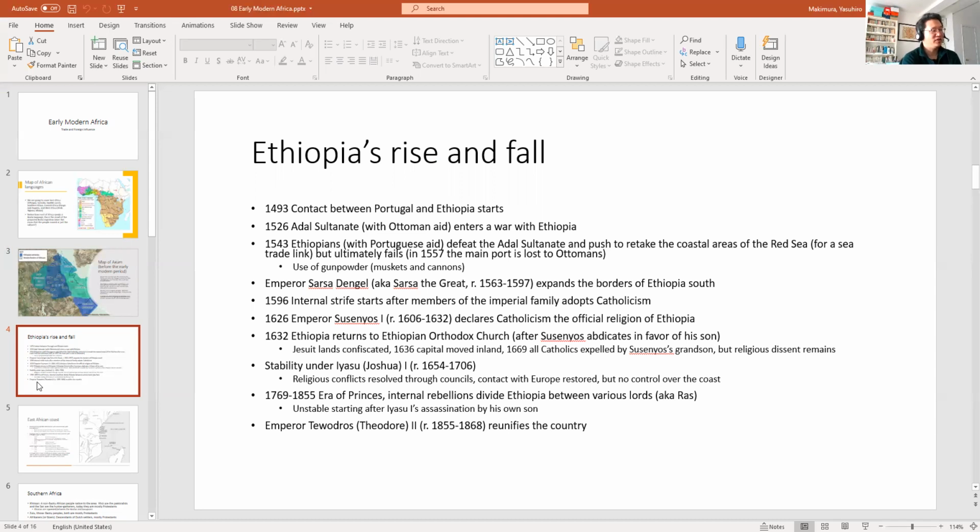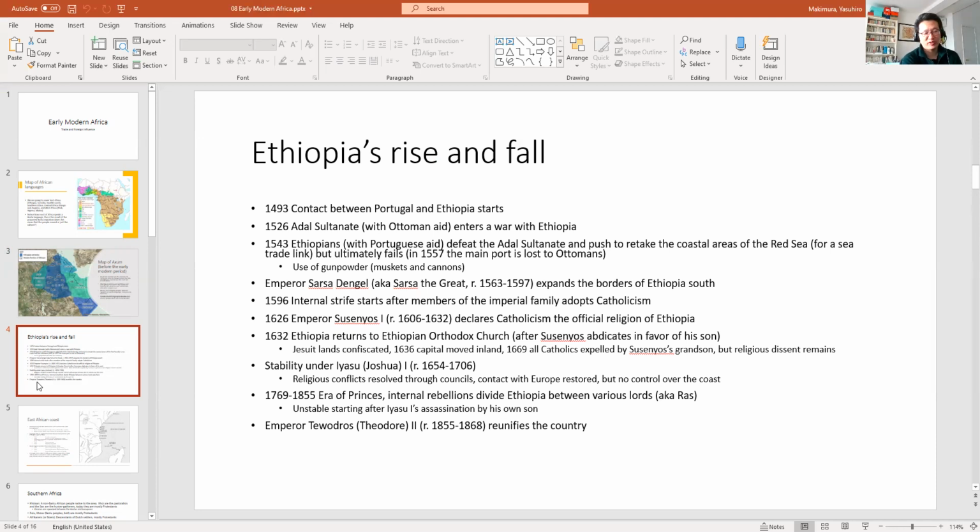Ultimately, you have to wait until Theodore II, Theodros II, to ascend to the throne. And he is the man who is going to reunify Ethiopia. But his story takes place in 1855. So, it lasts until 1868, which is when Japan has its revolution. So that is a story for the next time when you get to modern Ethiopia.